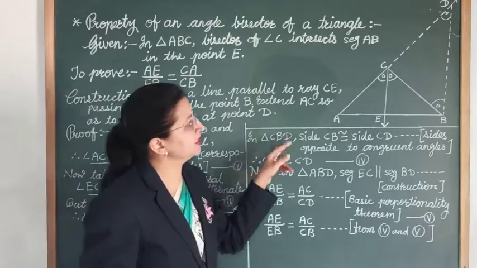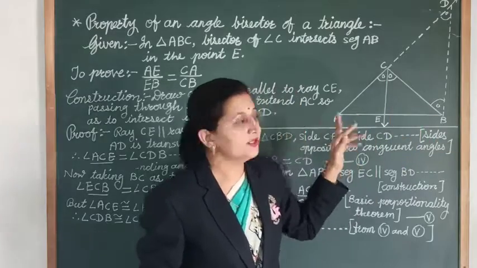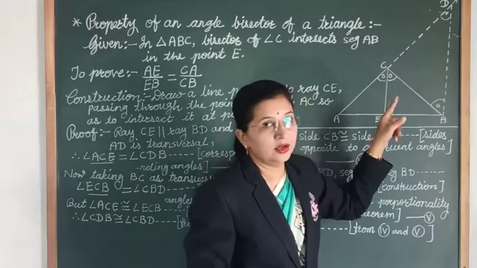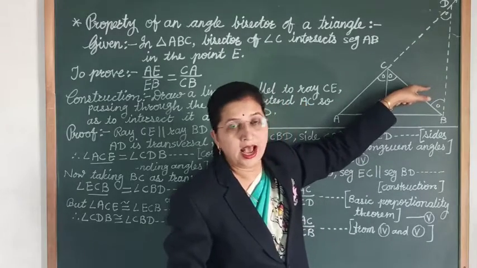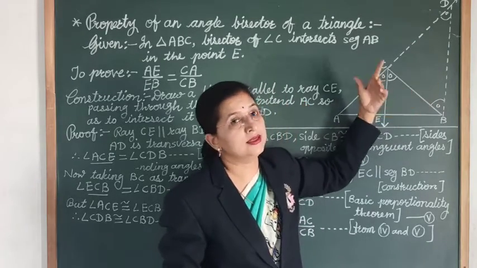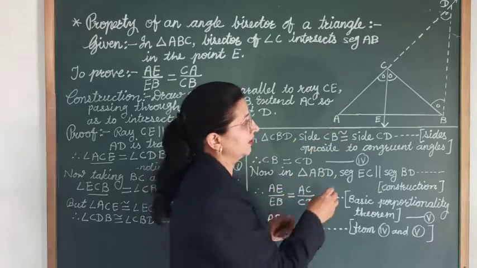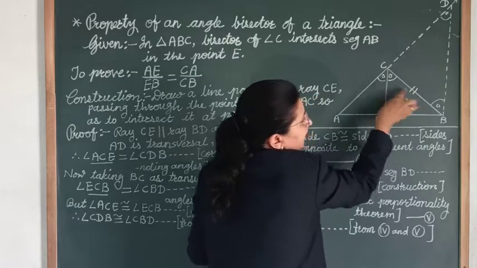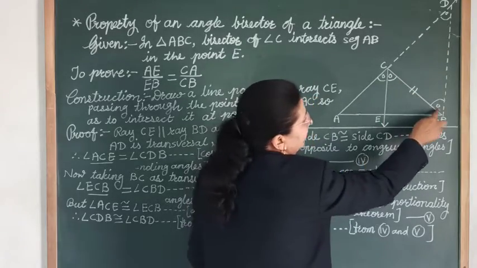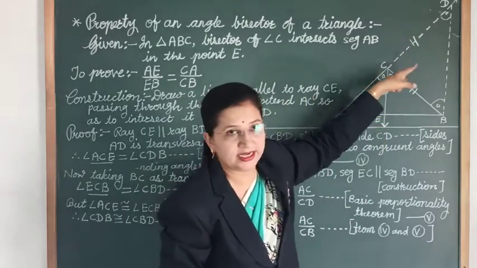Now let's come to the triangle CBD. In this triangle CBD, you can see these two angles are congruent. As these two angles are congruent, the sides opposite to these angles are also congruent. Which are the sides? For angle D, this BC is the side, and for angle B, this CD is the side. It means that these two sides are congruent.